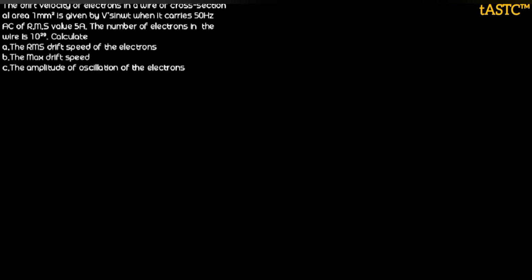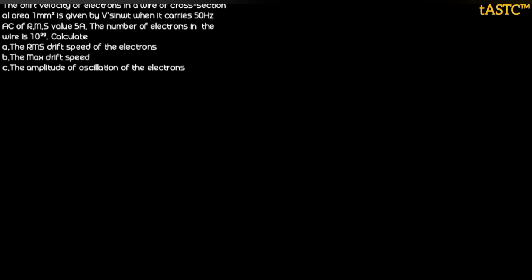The drift velocity of electrons in a wire of cross-sectional area 1 millimeter squared is given by V0 sine omega t. Now when it carries 50 Hz AC of RMS value 5 amps, that is going to be the value. So the number of electrons in the wire is 10 to the power of 29. Now we need to calculate what is going to be the RMS drift speed of the electrons, the maximum drift speed, as well as the amplitude of oscillation of the electrons.